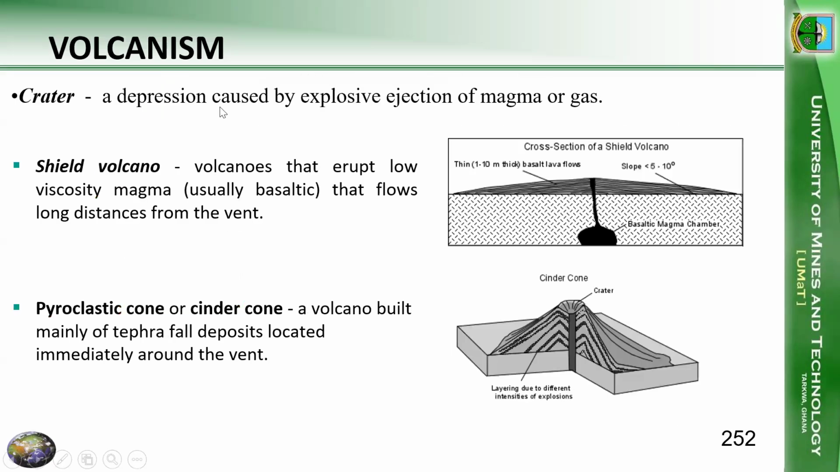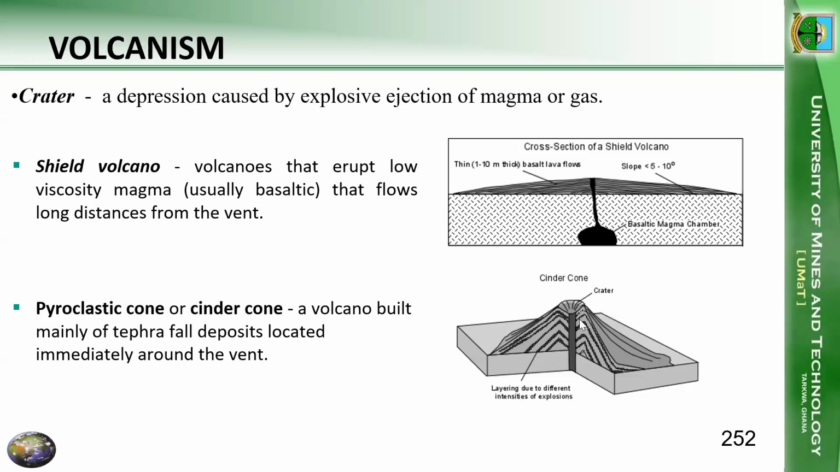We also have a crater, which is a depression caused by explosive ejection of magma or gas. So we call that a crater. We can have shield volcano, usually basaltic in nature, so it forms a type of shield. Then we can have pyroclastic cones or cinder cones. Here, a volcano built mainly of tephra fall deposits is a pyroclastic cone.